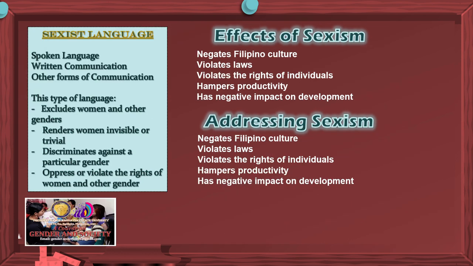So what is the effect of sexism? Sexist language may be spoken, written, or may be manifested in other forms of communication, such as images or pictures. So this type of language, sexist language, excludes women and other genders. They render women invisible and trivial. They discriminate against particular gender, and they oppress or violate the rights of women and other marginalized. What are the effects of sexism? They negate Filipino culture. They violate the laws. They violate the rights of individuals. They hamper productivity, and they have a negative impact on development in general.